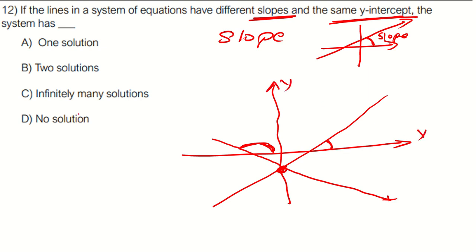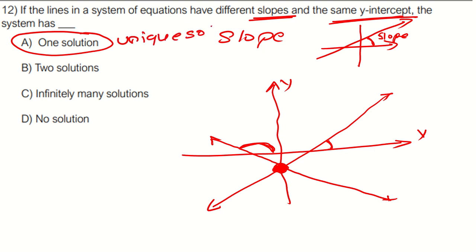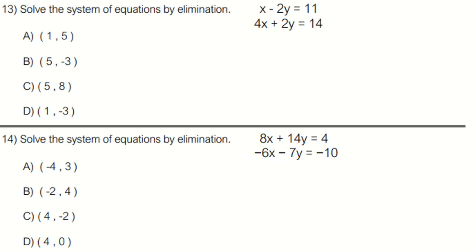Now what kind of picture are we getting here? We can see that these two lines are cutting each other at one point. If they cut at one point, then this is called one solution. What is the other name for this? Unique solution.